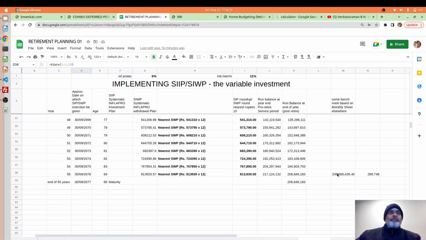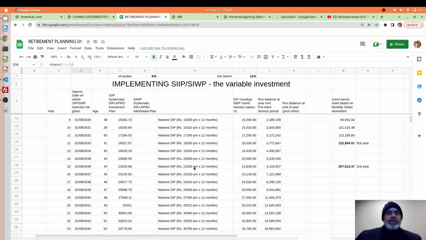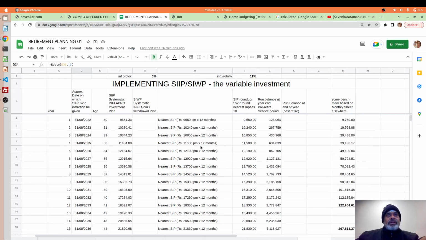As per our previous working sheet of monthly calculation, the figure was 20 crore 65. Now it is more by 2.88 lakhs. The maturity figure is more than this. We have already discussed this maturity plan earlier. This demonstration is only for how to implement the SIP, SWP, the variable investment and withdrawal.